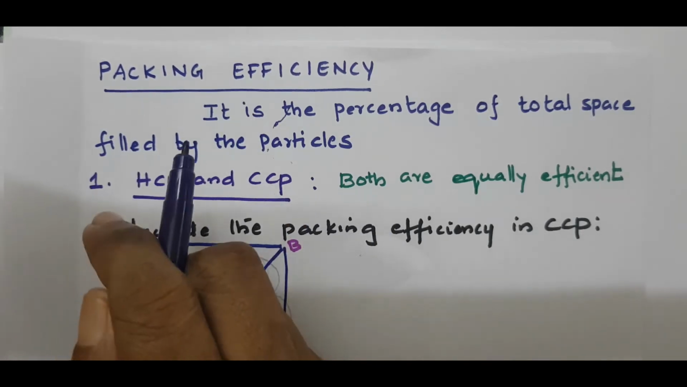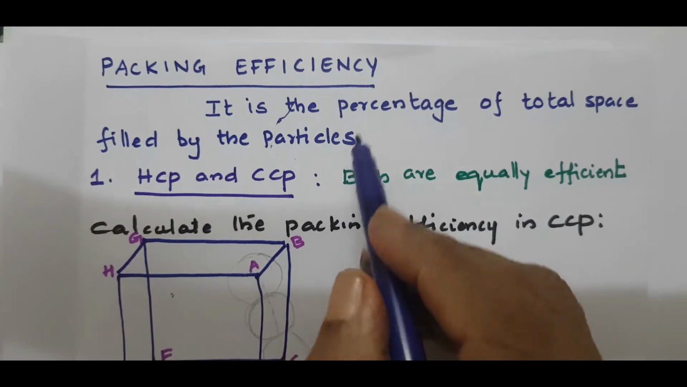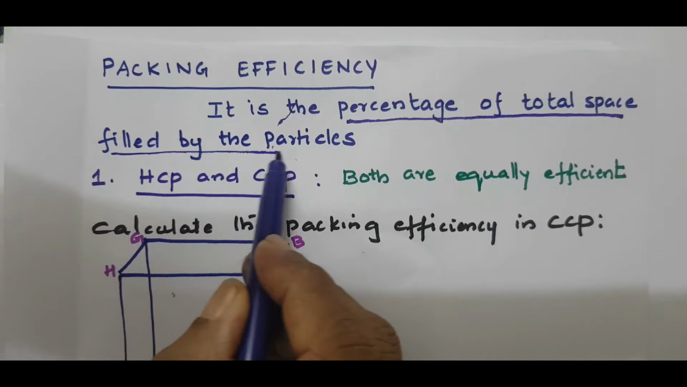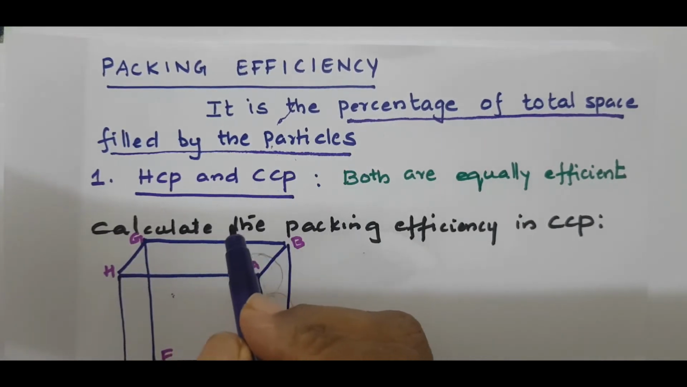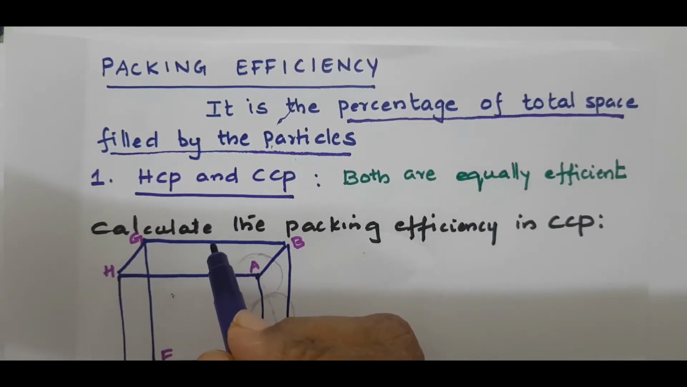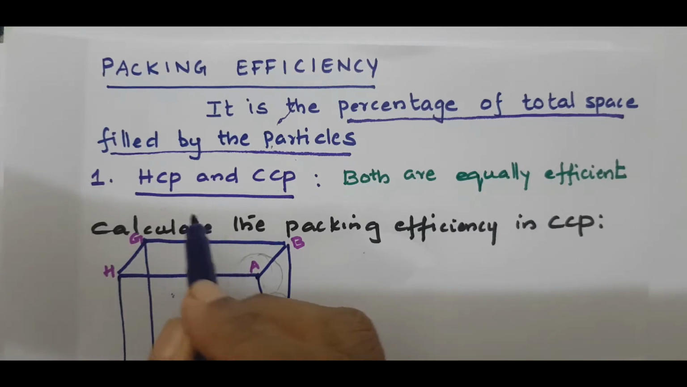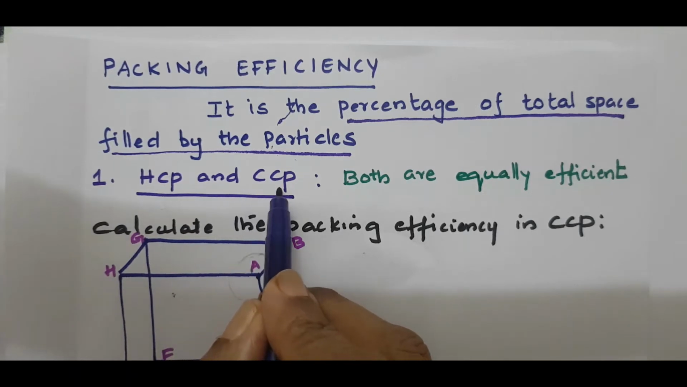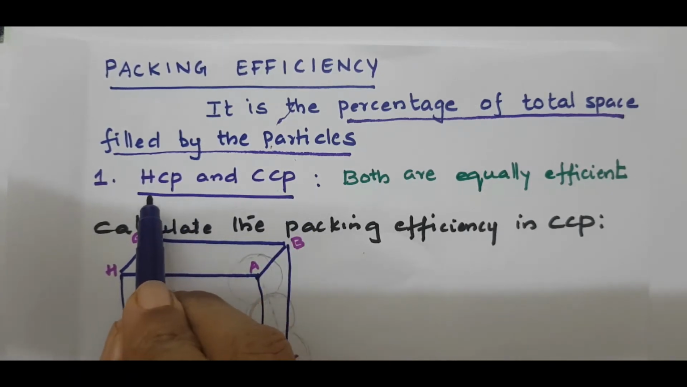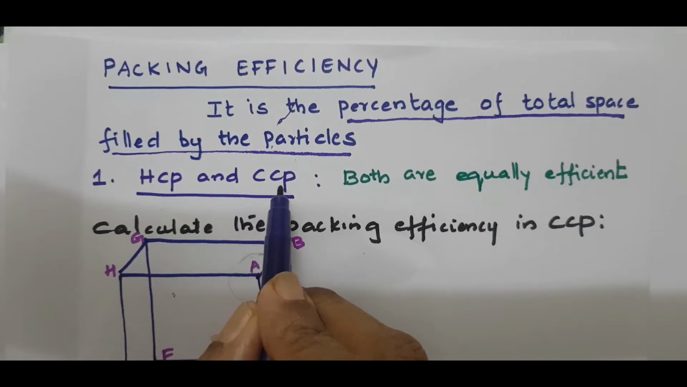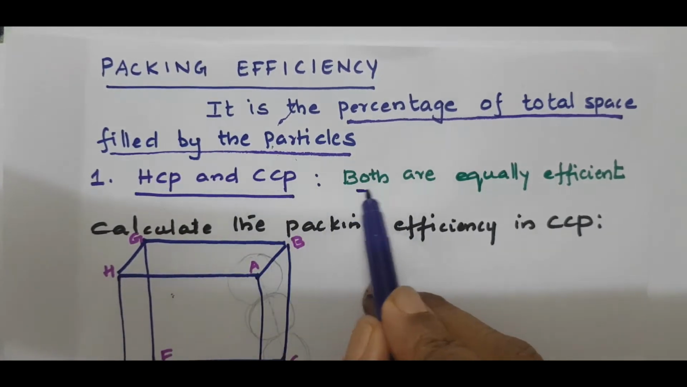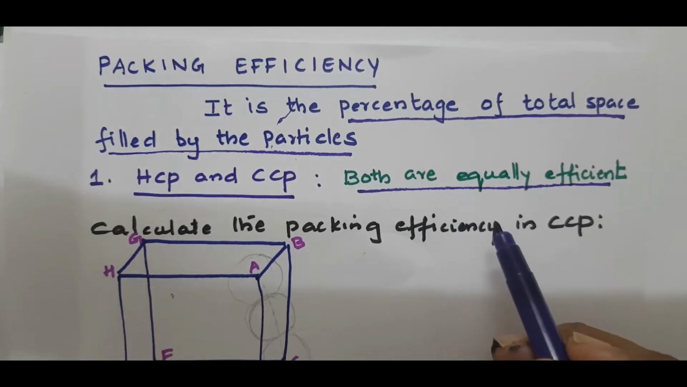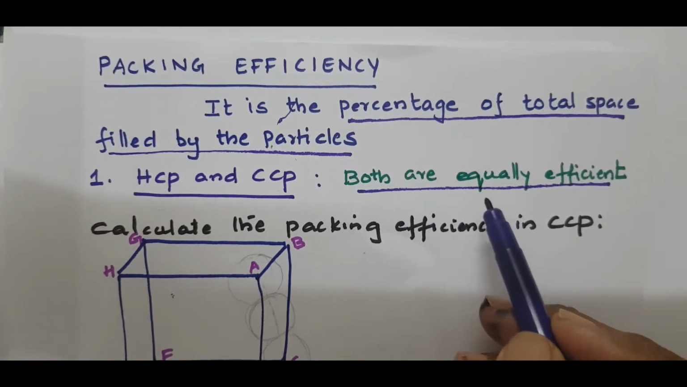So now we will come to the packing efficiency. It is the percentage of the total space filled by the particles. Okay, so how many particles can be filled in each type of packing structure? First we will deal with HCP, hexagonal close packing, and cubic close packing. See, in hexagonal close packing as well as in cubic close packing, the two are equally efficient packings.